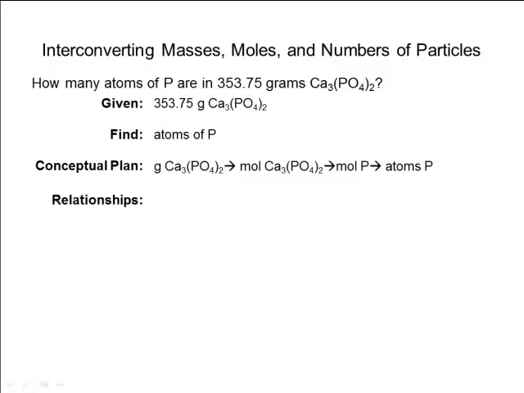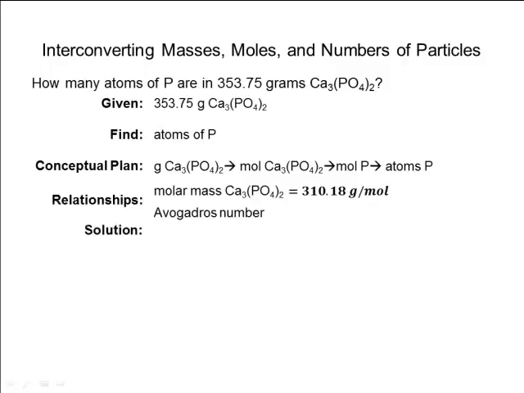So, what are we going to need to carry out this conversion? Well, to go from grams of calcium phosphate to moles of calcium phosphate, we're going to need the molar mass. To go from moles of calcium phosphate to moles of phosphorus, we can use the formula. And to go from moles of phosphorus to atoms of phosphorus, we're going to need Avogadro's number. All right, let's run the calculation.